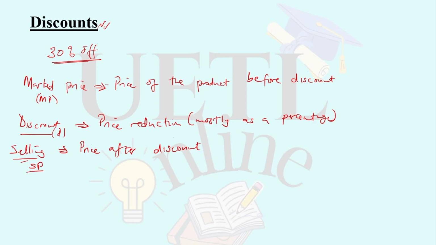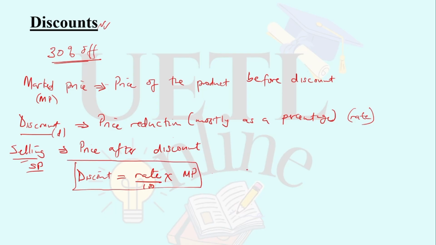If you want to find the discount, let's say it is given as a percentage. Let's take that percentage as a rate. The discount, which is in percentage, we're going to say the rate over 100 multiplied by the market price. So this is the way you find the discount. Make sure you remember this formula. When it is in percentage, you just say the rate over 100 multiplied by the market price.